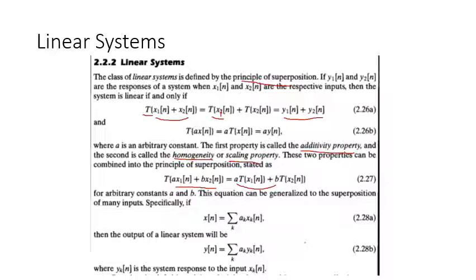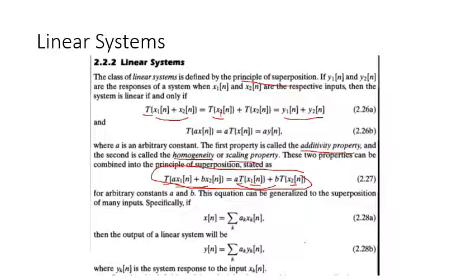In a linear system, all you need to do is check: if there is an addition at the input, there must be an addition at the output. If there is scaling at the input, there must be scaling at the output. Similarly, here you can see that we have scaling at the input and then we are passing it through the system. Here we are passing x1 through the system, then we are scaling. These two must be equal. It doesn't matter whether we scale first or pass through the system first, the output should be equal.